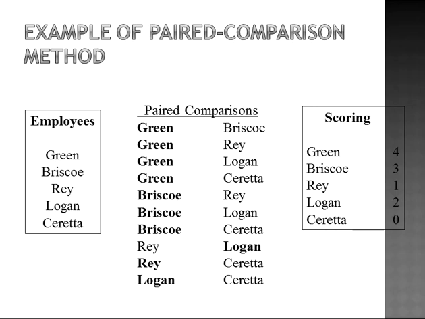So by doing this, we now have paired comparisons and who the victors are, as illustrated by those names which are bolded. And when the numbers are low enough, what you're basically doing here is simply counting the number of times that they are in bold or circled, if you do that. So in this example, we would say that employee Green gets a rating of 4, Briscoe a 3, Ray a 1, Logan a 2, and Soretta 0.